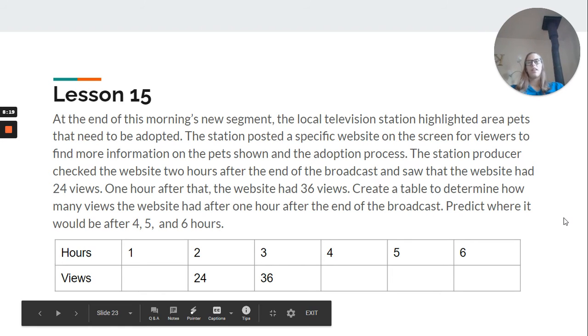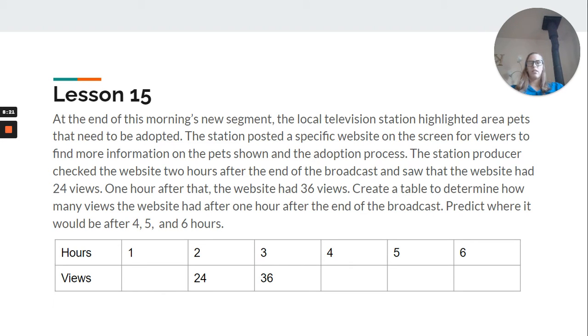Lesson 15. At the end of this morning's news segment, the local television station highlighted area pets that need to be adopted. The station posted a specific website on the screen for viewers to find more information on the pets shown and the adoption process. The station producer checked the website 2 hours after the end of the broadcast and saw that the website had 24 views.